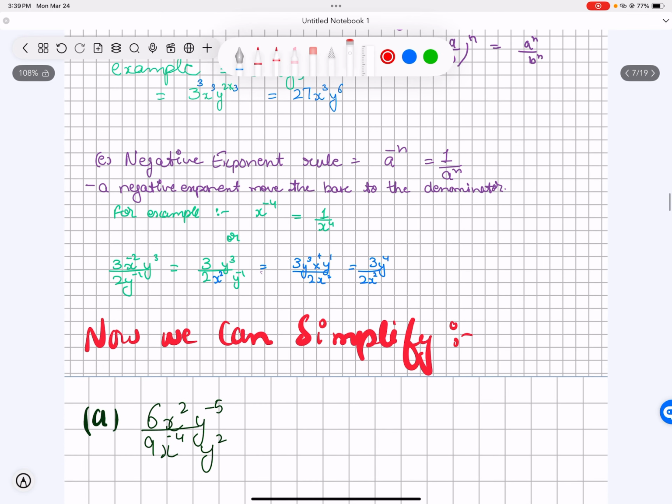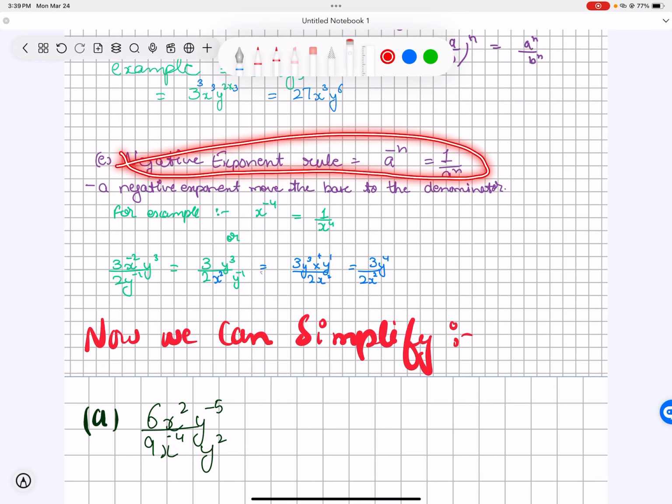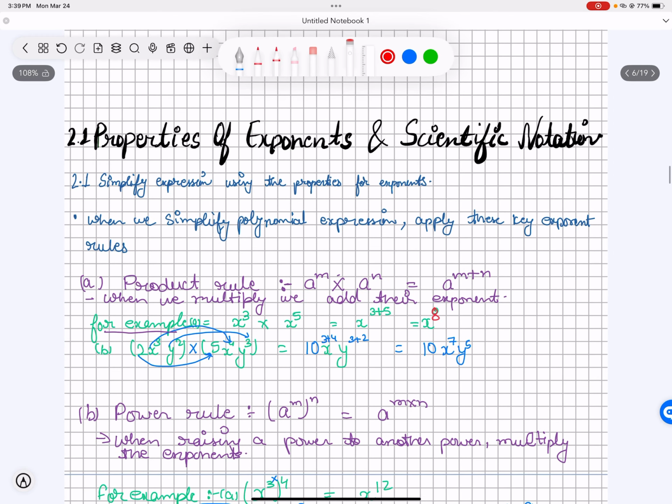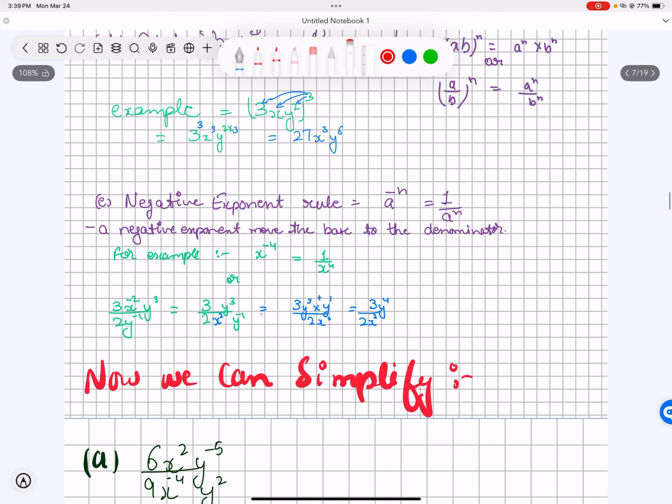And then next we have the negative exponent rule. When we're solving these properties of exponents, we sometimes get a negative power. A negative exponent moves the base to the denominator. For example, we have x to the power minus 4. We're going to assume 1 and then keep it in the denominator. We can get rid of the minus 4.